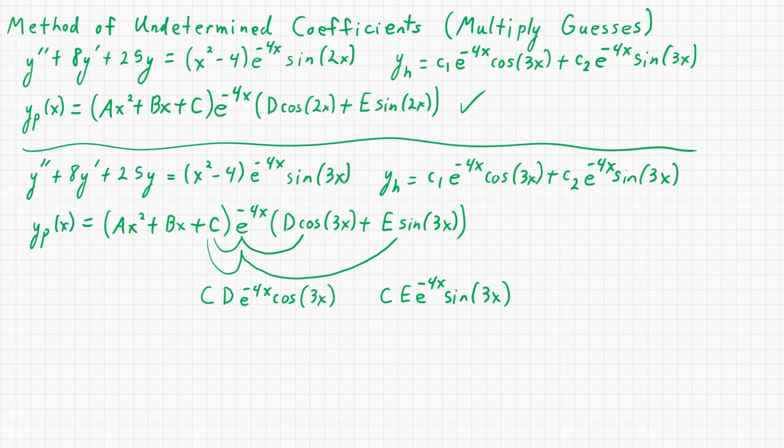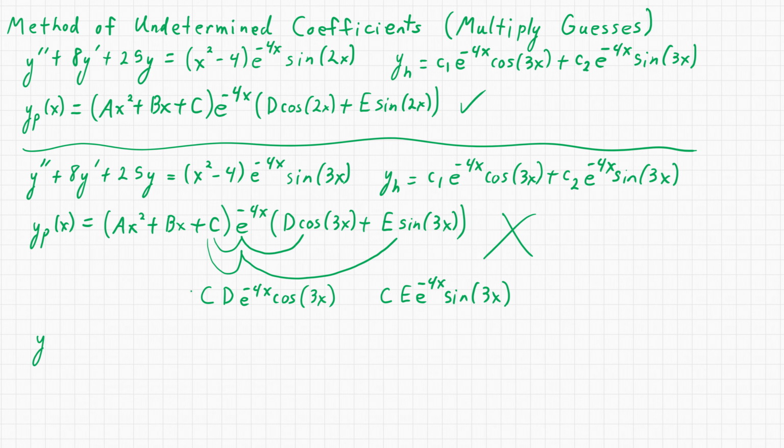Both of those are a constant. It's two constants, c times e, but a constant times a constant is still a constant. So c times e to the negative 4x times sine 3x, that's right there. The other one, constant e to the negative 4x cosine 3x, is right there. So this one won't work, so we have to modify it.